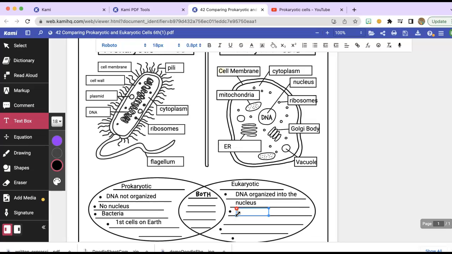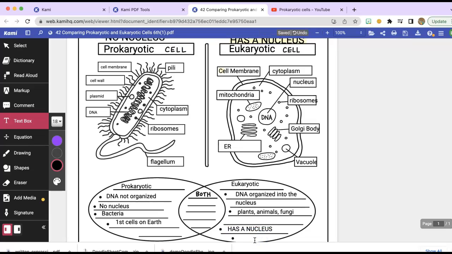Next thing that I really want you to know is that eukaryotic cells, okay, all plants have those type of cells. All animals have eukaryotic cells. Things like fungi, like your mushrooms that you eat on your pizza, they all have eukaryotic cells. And the last bullet point we're going to write for this one, and I'm going to put it in all caps. Please write this in big letters as well. Has a nucleus. Okay? That's the biggest difference.